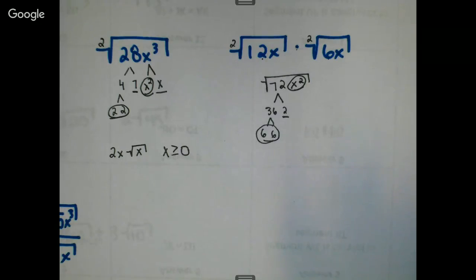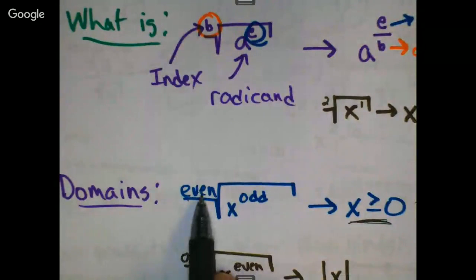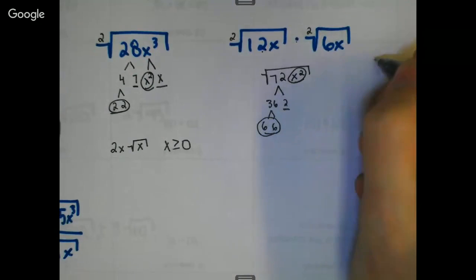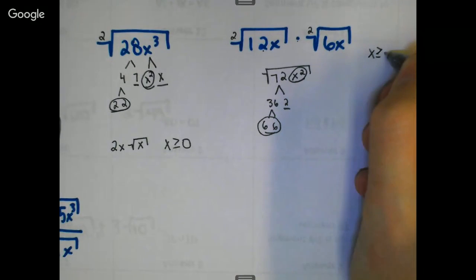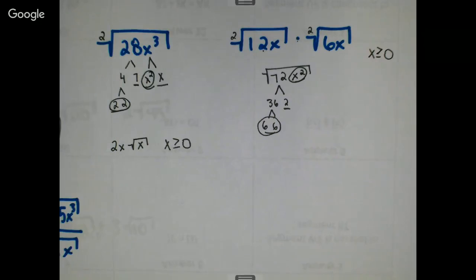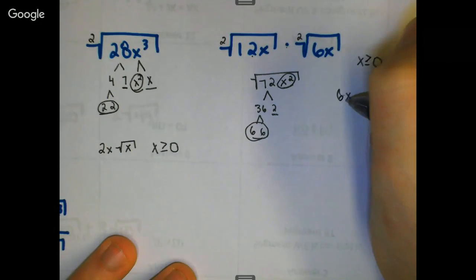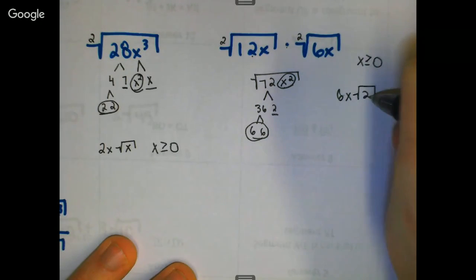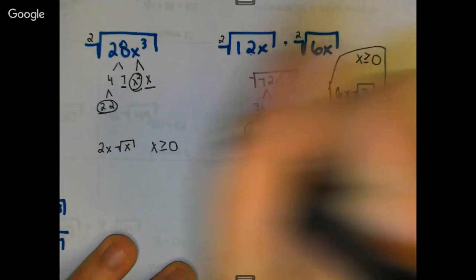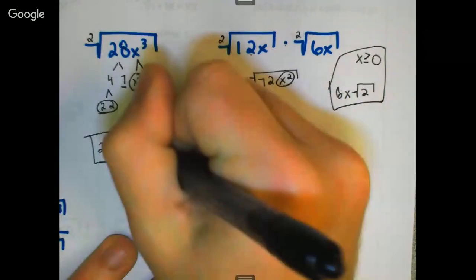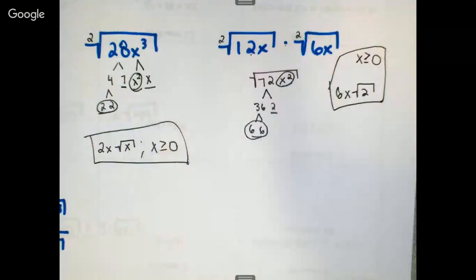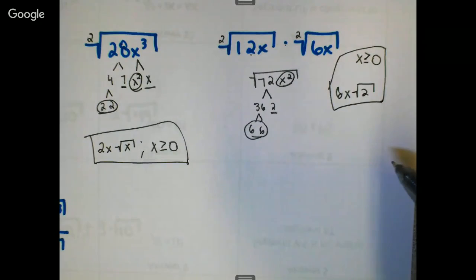Okay, now again, we had an even index and an odd power, so we have to say that x is bigger than or equal to 0. So your 6 comes out front, your x comes out front, and you're left with a 2 underneath. This right here, this x greater than or equal to 0, that's your domain restriction.